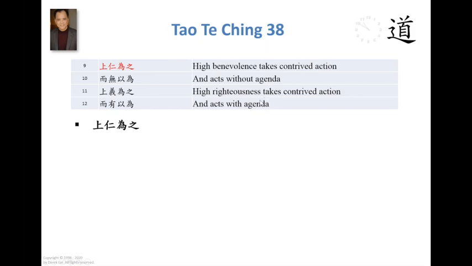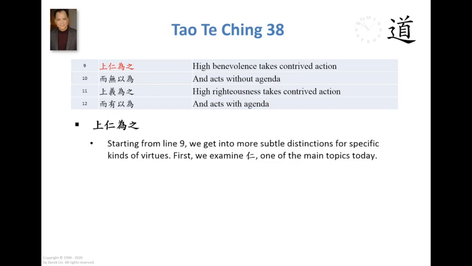But let's start with high benevolence, 上仁. High benevolence takes contrived action. Hey, contrived action, isn't that not a good thing? Well, first of all, let's get the introductory remarks out of the way, starting from line 9. We're about to get into subtle distinctions for specific kinds of virtues.